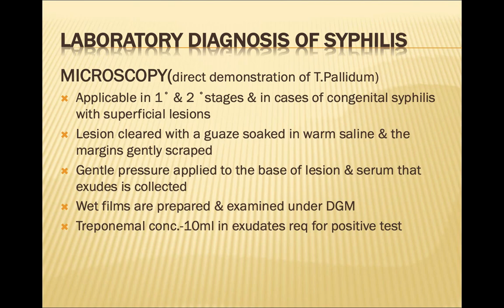The collection of the sample for dark ground microscopy is usually applicable in the primary and secondary stages of the disease, and in case of congenital syphilis with superficial lesions. The lesions are cleaned with a gauze soaked in warm saline, and the margins are gently scraped. Gentle pressure can be applied to the base of the lesion, and the serum that exudes is collected. Wet films are prepared and examined under the dark ground microscope.